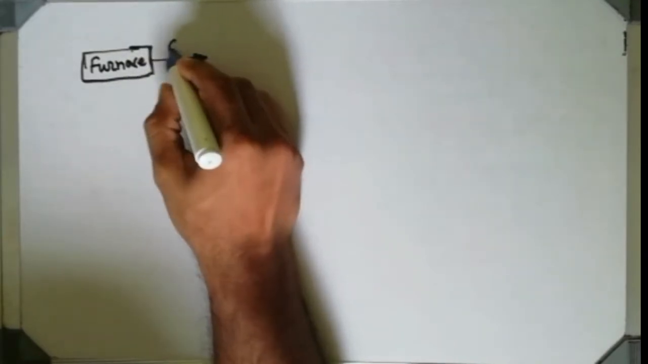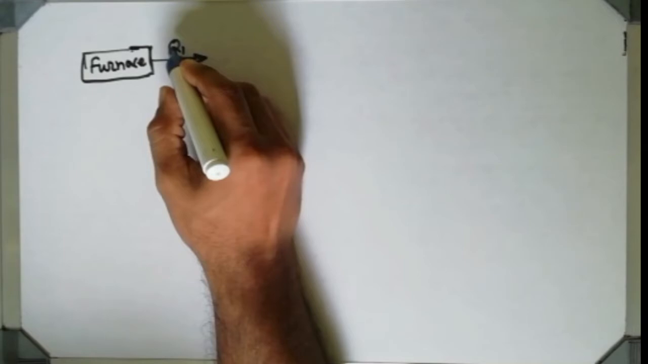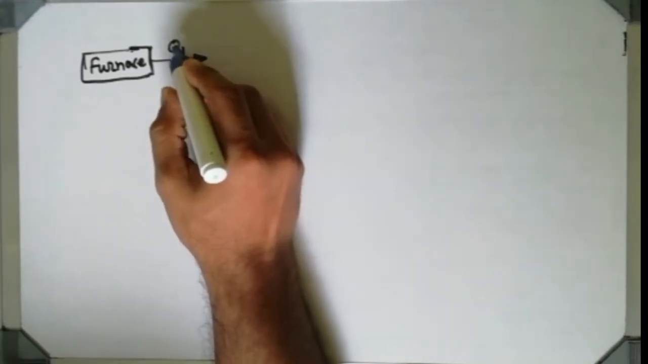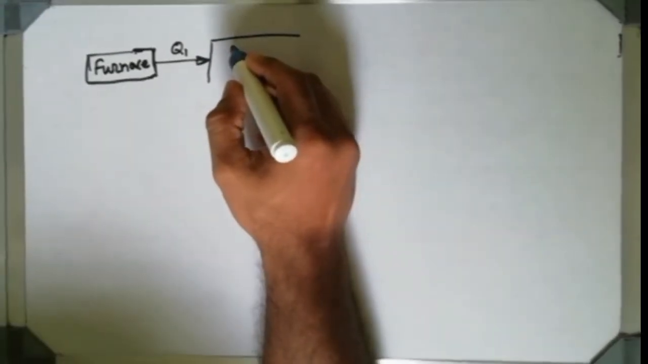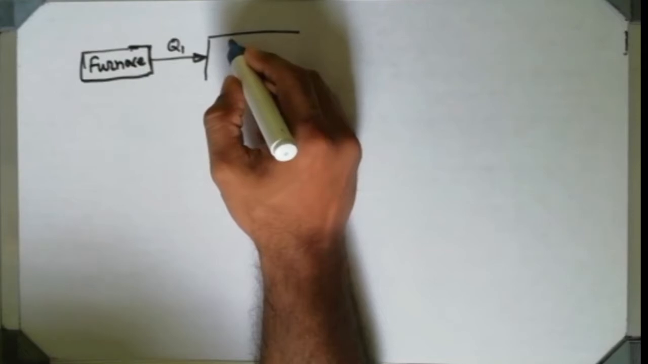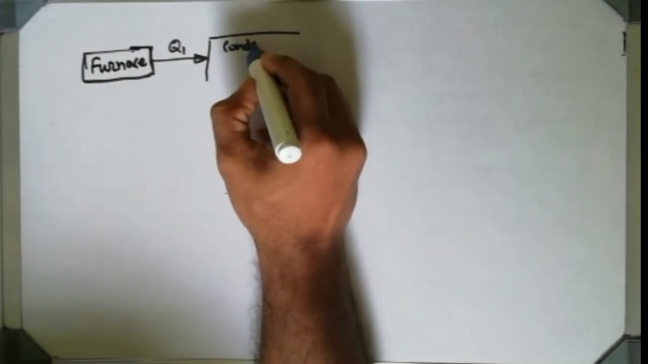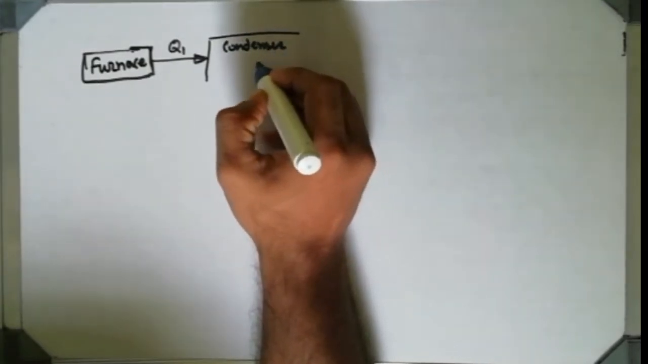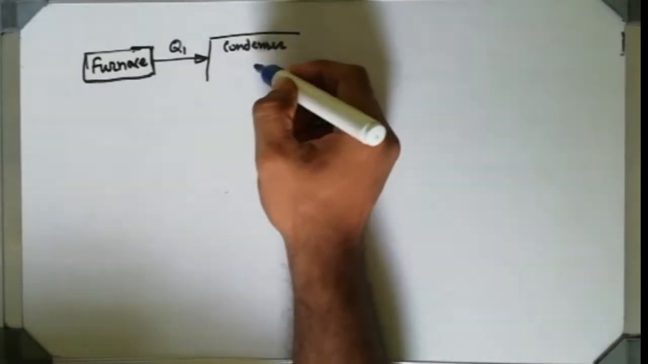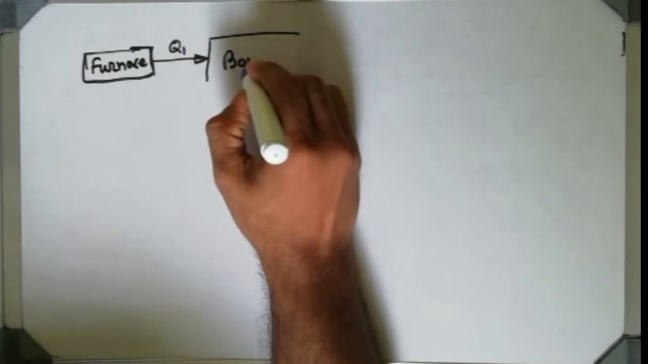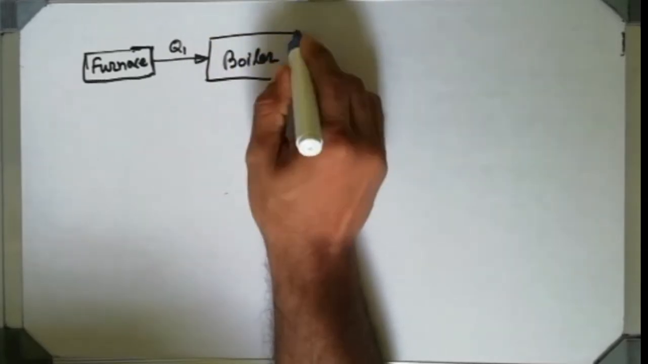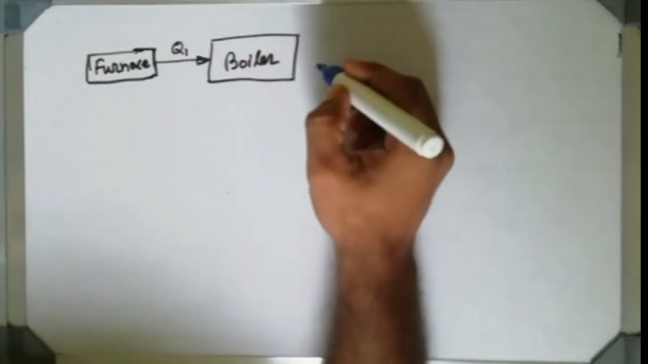From where it is coming, that is the furnace. I have represented in the Rankine cycle by Q1. Q1 is the amount of total heat supplied, and that heat is going to different parts of the boiler, like the condenser. Then I should not write like this, I should mention it as boiler. All the parts of the boiler, that heat is being supplied.